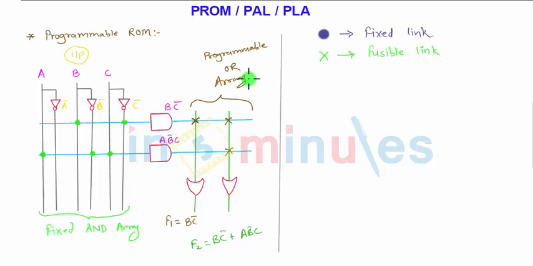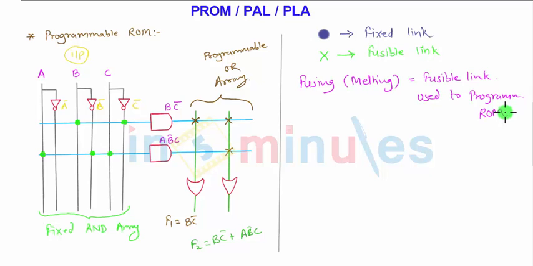Now why is it called programmable? Because this is a fusible link. Now let me explain the links. Fusing means melting, so the point is here, fusible link. Fixed link is done, means it cannot be altered. It is the fixed joint between the two lines B and this one, C bar and this one, B bar and this one, likewise. But what is fusing? Fusing is melting, that is nothing but a fusible link, and which is used to program the read-only memories.